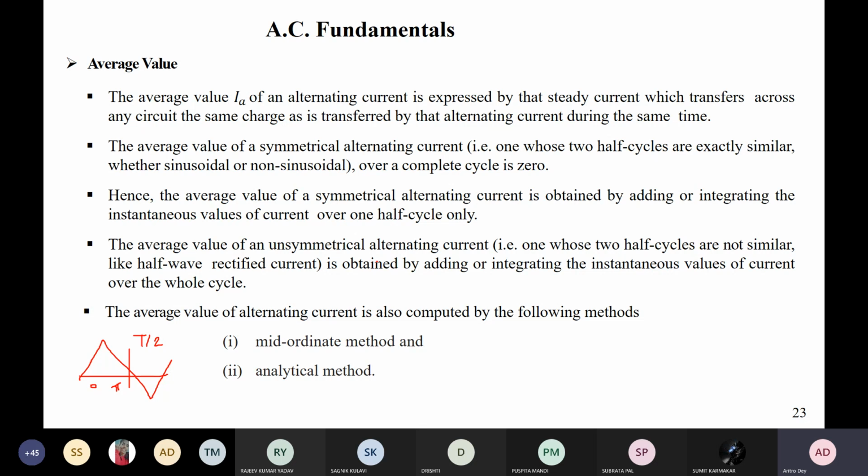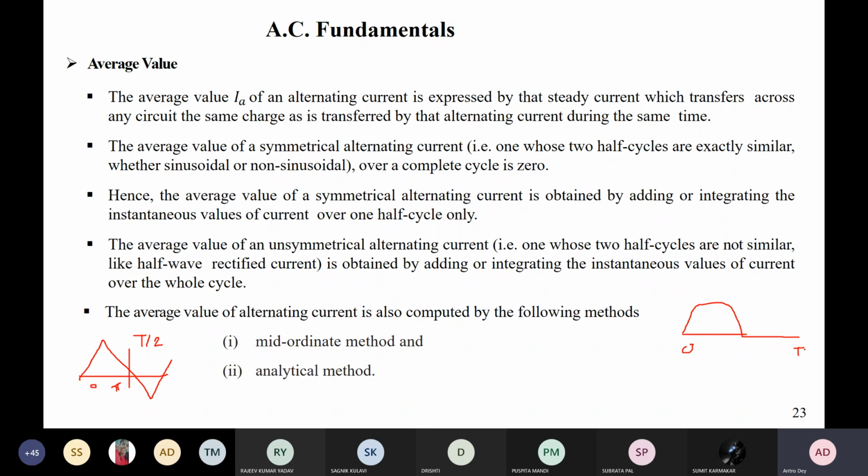The average value of an unsymmetrical alternating current, that is, one whose two half cycles are not similar, like the half cycles of a half wave rectifier or full wave rectifier, can be obtained by integrating over the entire whole cycle. Or when we have a half wave rectifier, then also we should take the complete cycle, not T by 2.